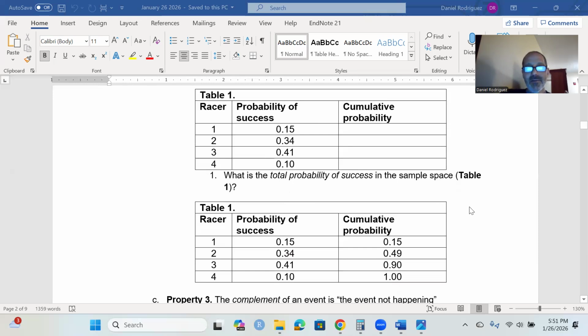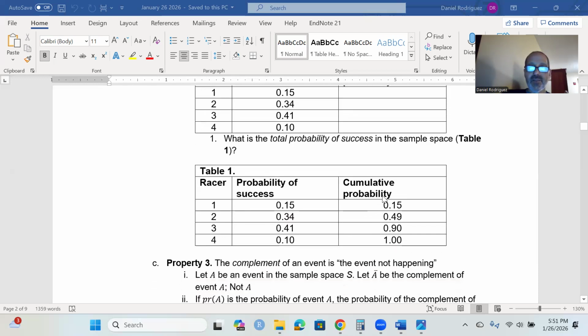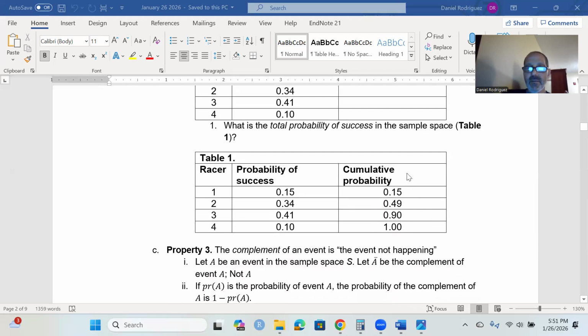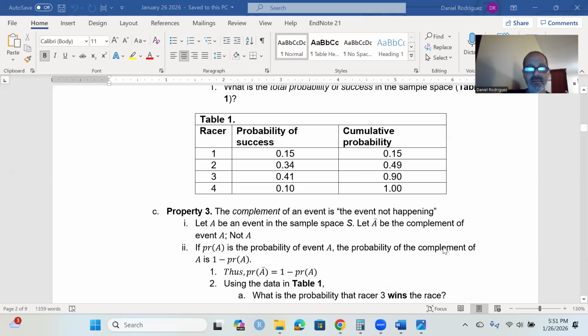What's the total probability of success in the sample space? Well, we just add all the probabilities together. This is what we call a cumulative distribution function, CDF. And when we add these all together, we add up to 1. It always is going to add up to 1.